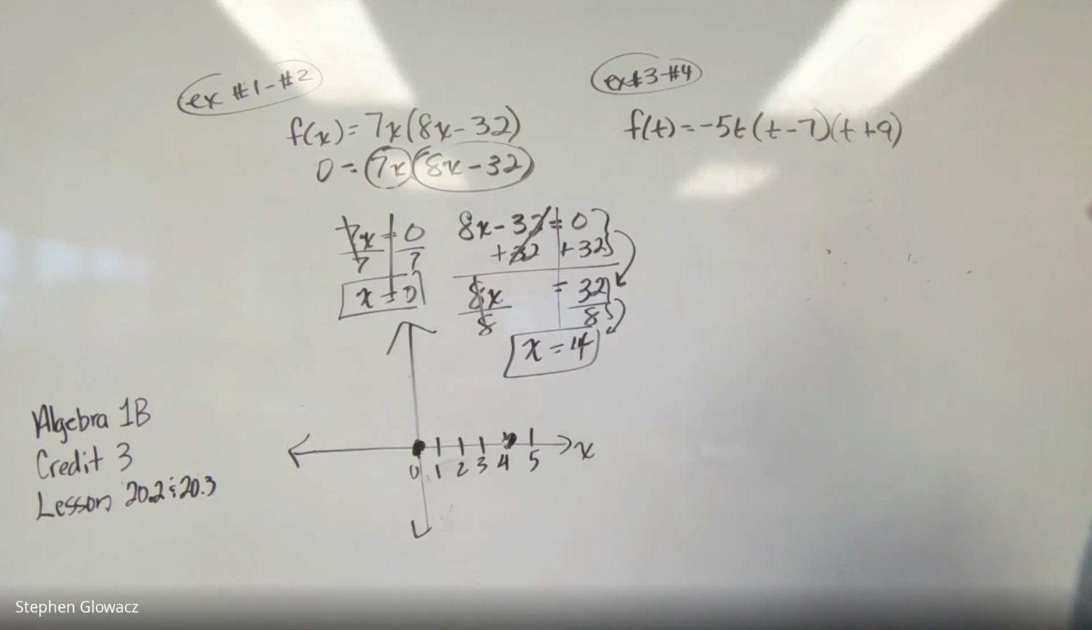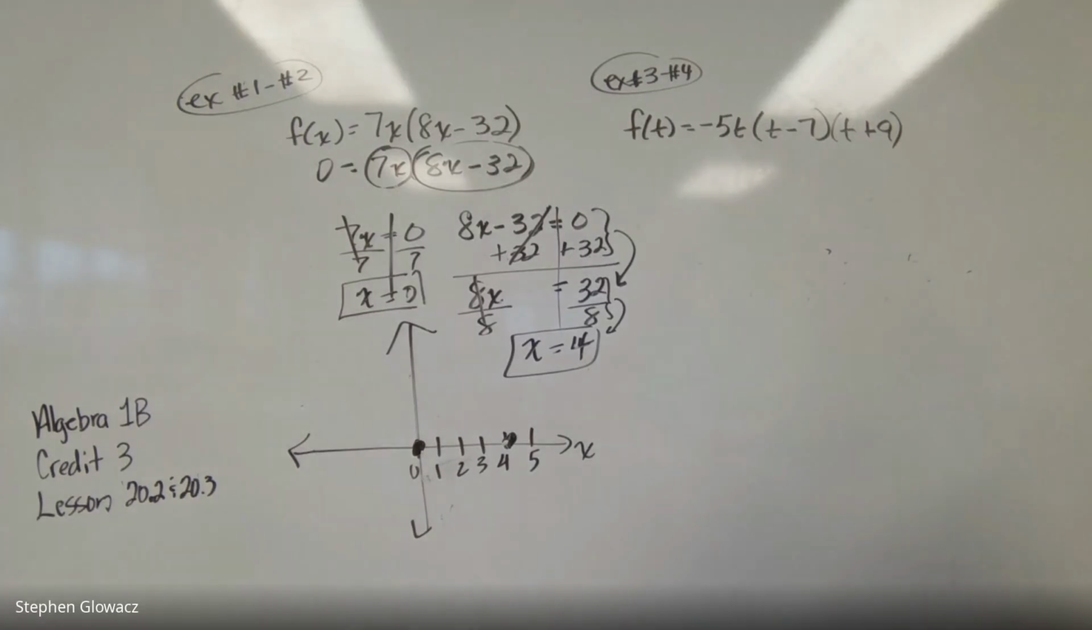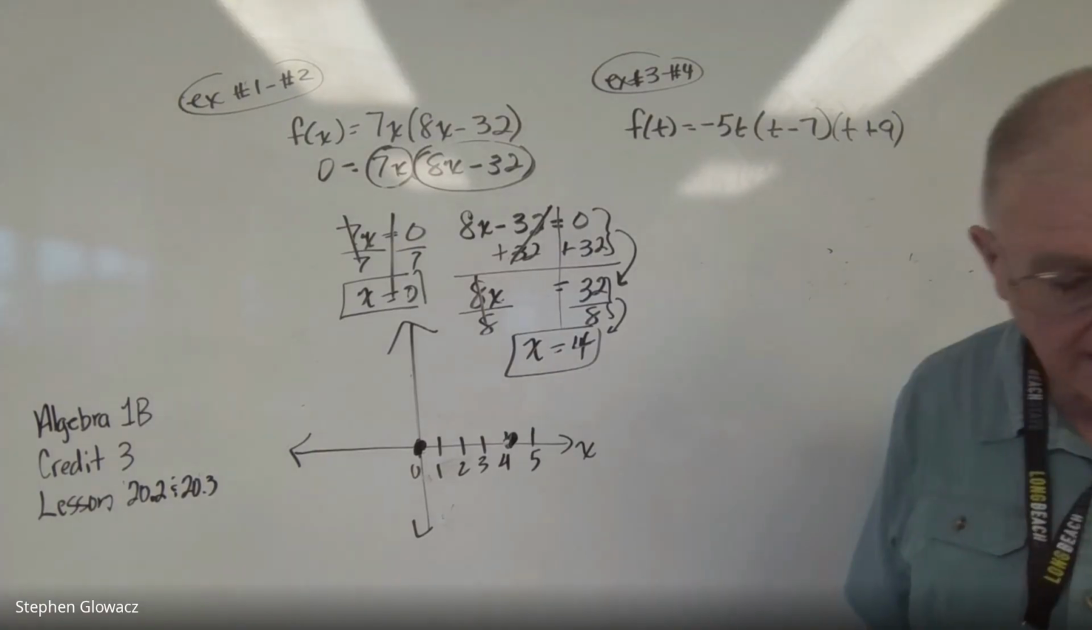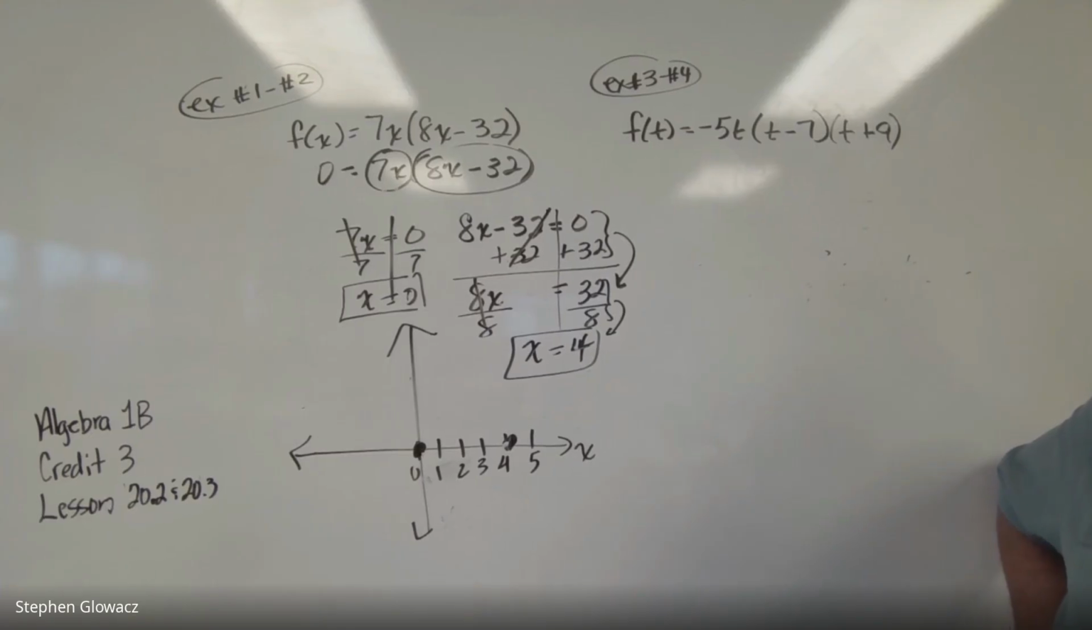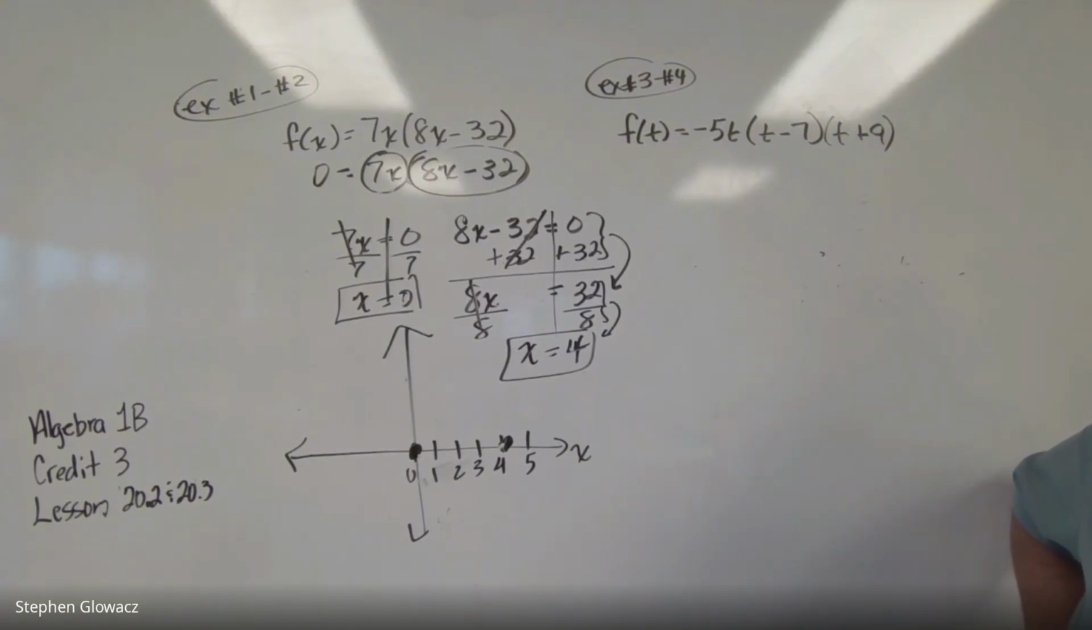That is it. All right, now for problems 3 and 4, we have a word problem. We'll read number 3. It says, James Rodriguez strikes a soccer ball during penalty kicks. The arc of the ball can be mapped by the function.